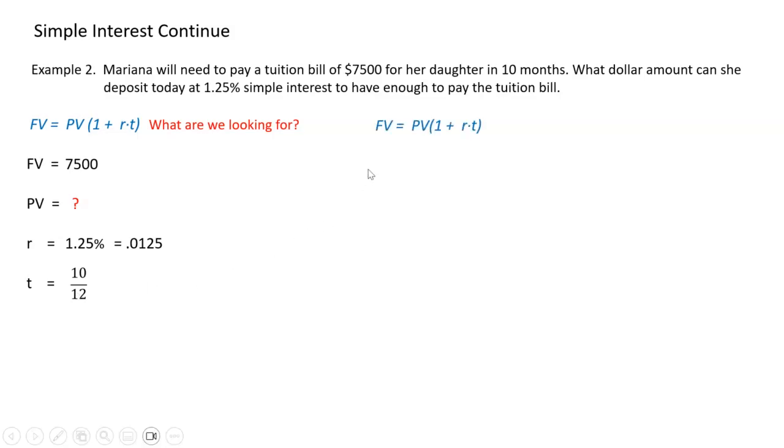Now, all we do is plug everything into the formula. The book likes to use this formula here. I'm going to show you how to use this very same formula with one steady flow, but first, let's do it the way the book does it. This is the formula for present value. So it'll be 7,500 divided by 1 plus 0.0125 times 10 over 12.